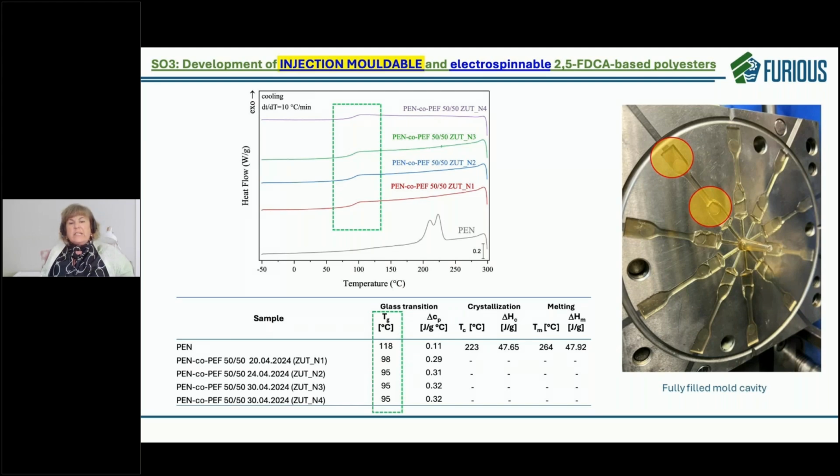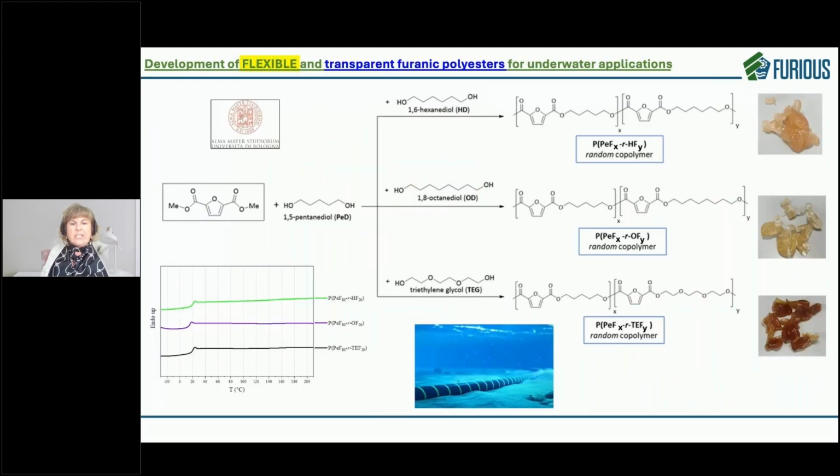We got interesting polymers which can be processed into dog bone shape. You can see that the Tg is high as requested by the application. We are around 100 degrees, 95 to 100 degrees, so we got our target. And here we consider the last application, the most challenging, which is underwater application.